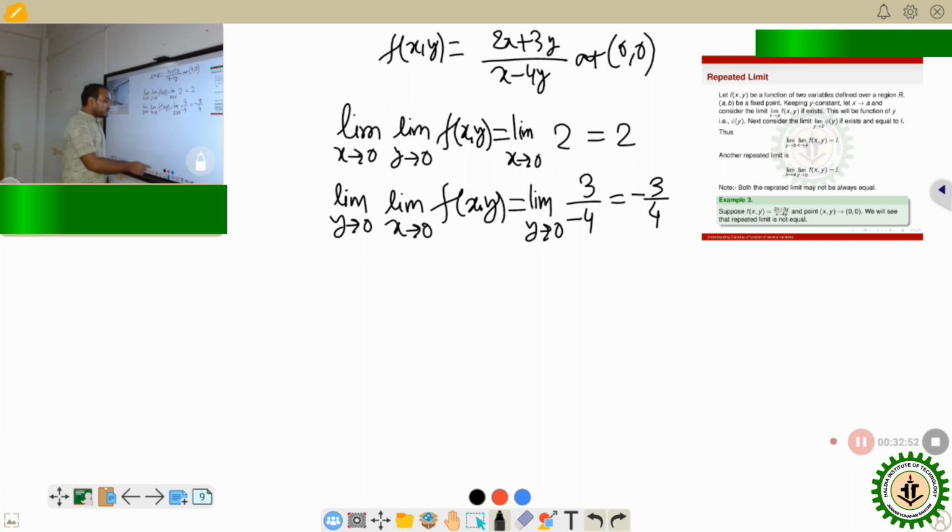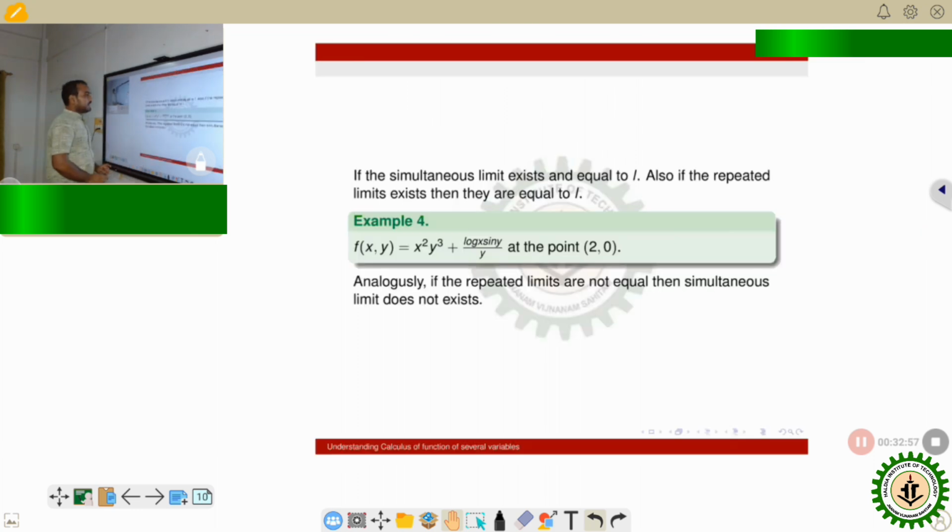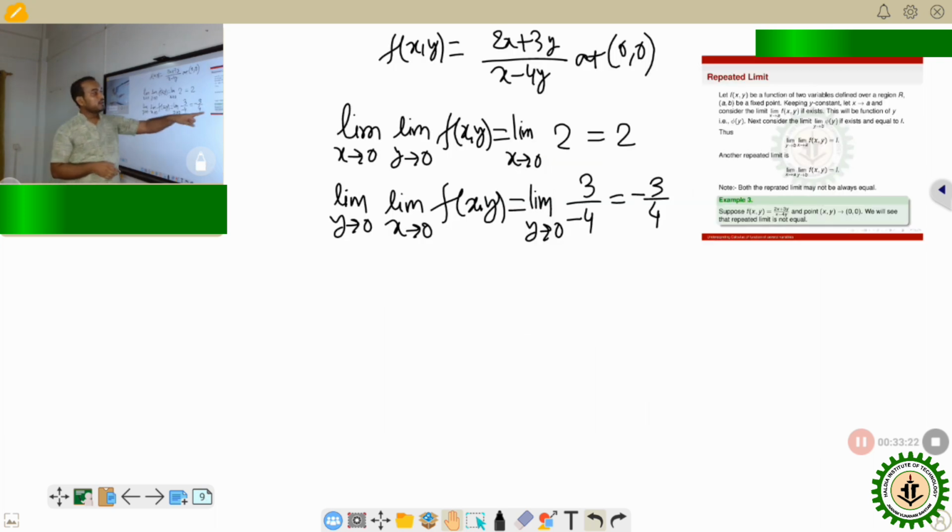One observation on this I have made here in the next slide. If the repeated limits are not equal, then the simultaneous limit does not exist. So one conclusion you may draw from here is that if the repeated limits of functions of two variables or any variables are not equal, then the simultaneous limit of this function at the same fixed point does not exist. You can look at this example that I have chosen, 2x plus 3y and x minus 4y.